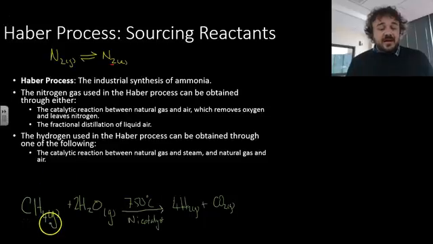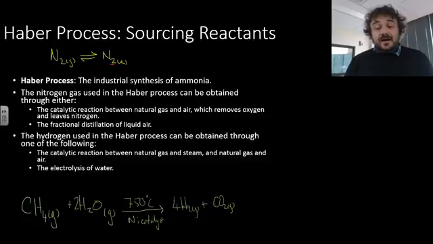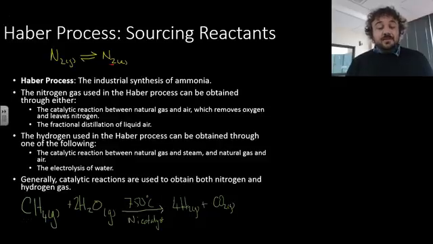So here we see our natural gas, which is mostly methane, plus water, and that's steam because it's a gas, at 750 degrees over a nickel catalyst gives you 4 hydrogen molecules and a carbon dioxide molecule. Now, this is actually a summary. There are a couple more steps to it, which we'll show in a second. The other way is the electrolysis of water. But generally, the catalytic reactions are used to obtain both nitrogen and hydrogen gas. And you just get a purer sample that way.